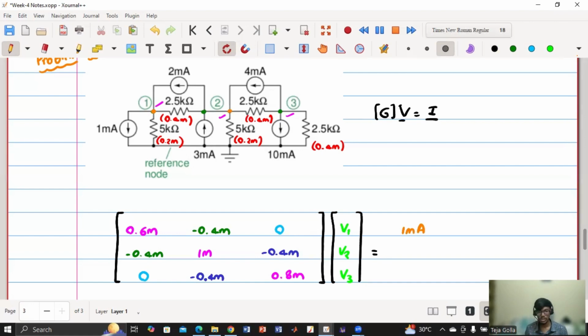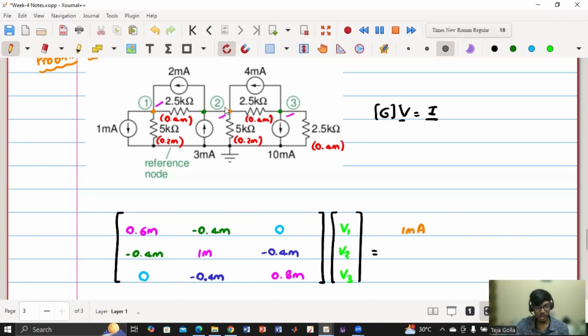You have to see all the sources. First of all, how many sources are connected to node 2? Two or three or one? Three, right? 2 milli, 3 milli, 4 milli. If you see, all these are connected to node 2. So this is how we lose marks. We should be very careful.